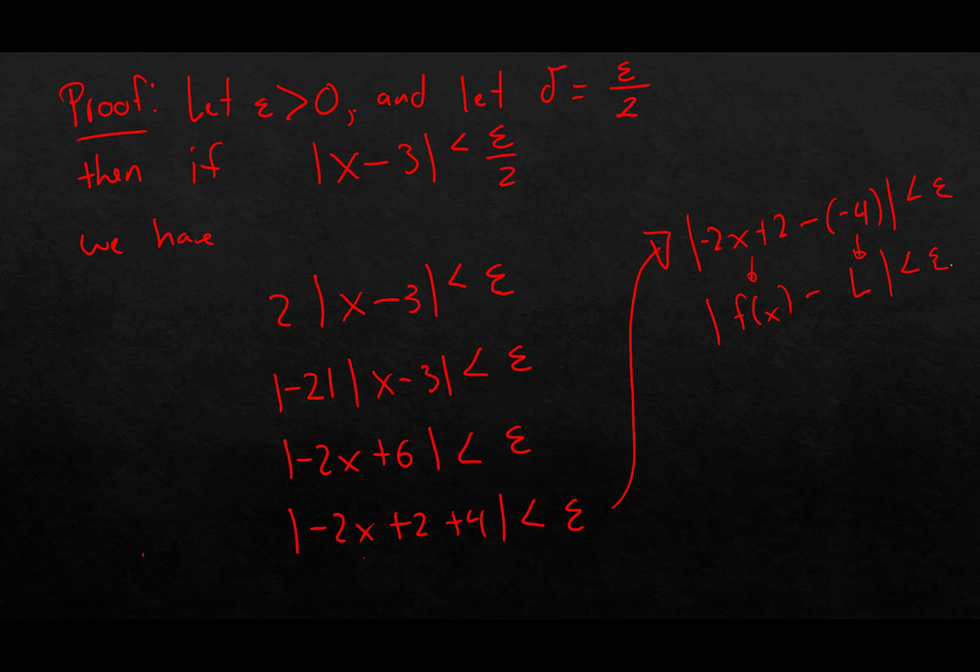Okay, so we've proved that given an epsilon greater than 0, there's a delta, in particular this delta was epsilon over 2, such that if the distance between x and 3 was less than delta, or epsilon over 2, we had that the distance between our function and the limit is less than epsilon. So again, the intuitive idea behind this is that if x gets really close to 3, f of x gets really close to L.